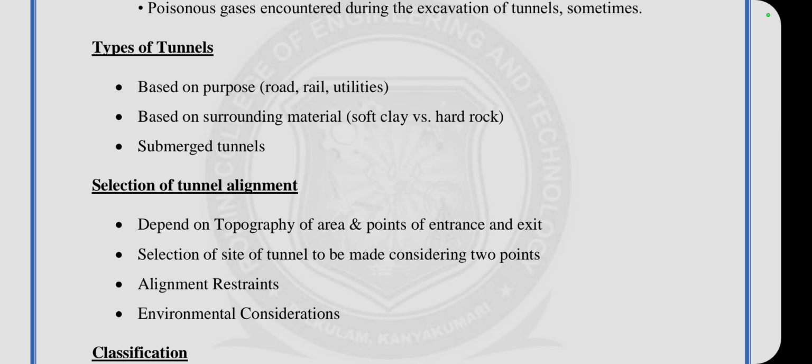Then submerged tunnels. Then selection of tunnel alignment. So we need some selection method. The first point depends on the topography of the area and the points of entrance and exit. Then the selection of the site is made considering two points: alignment restraint, then environmental consideration.